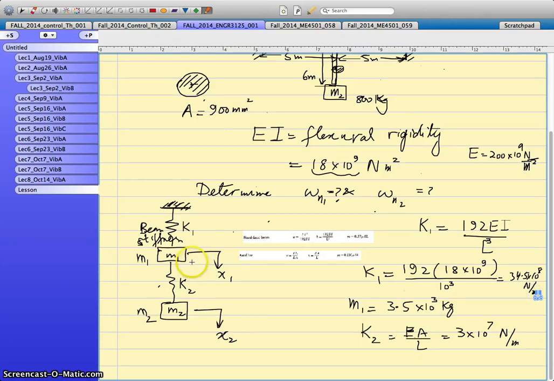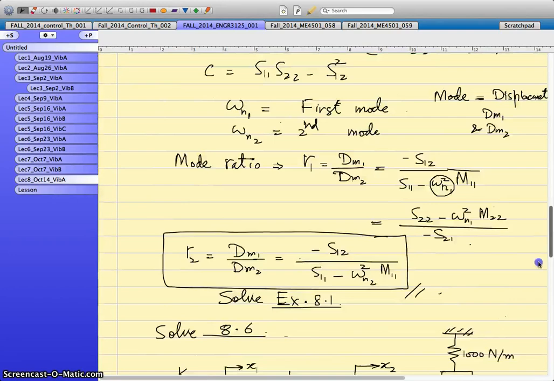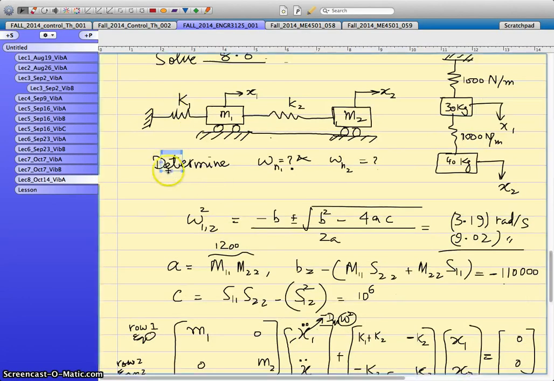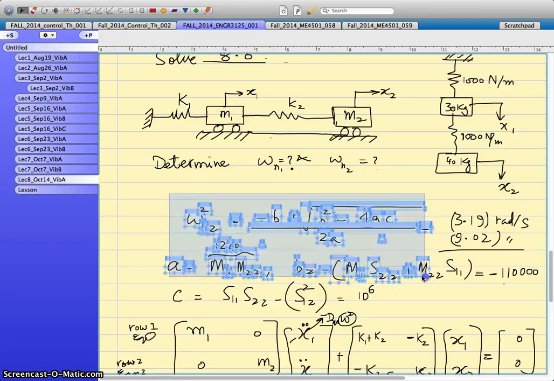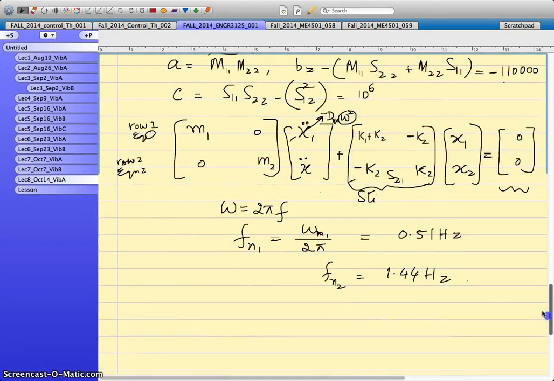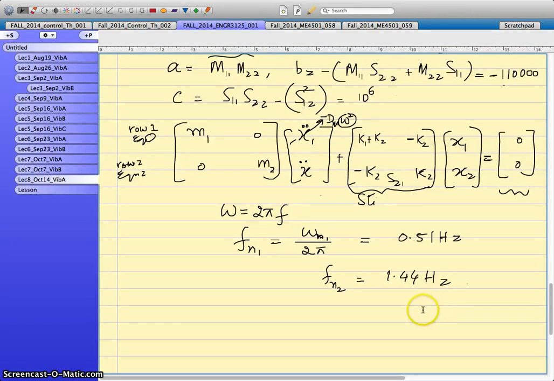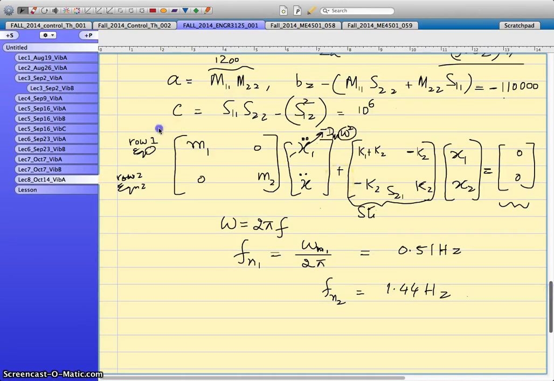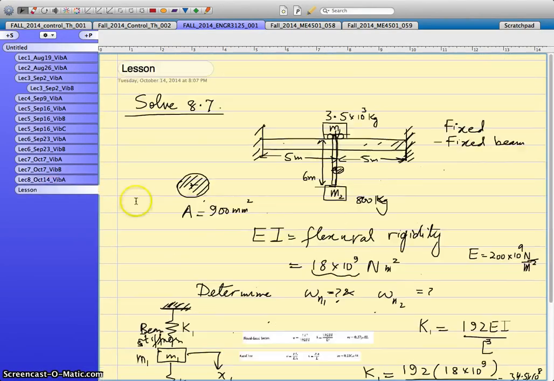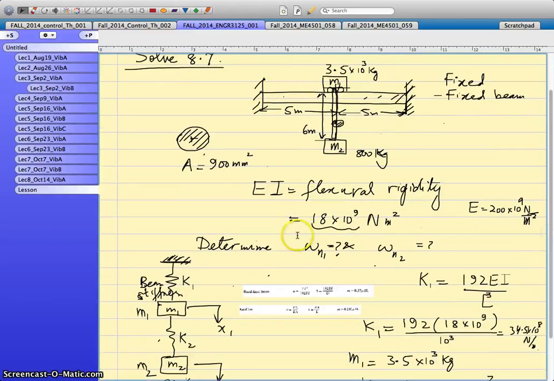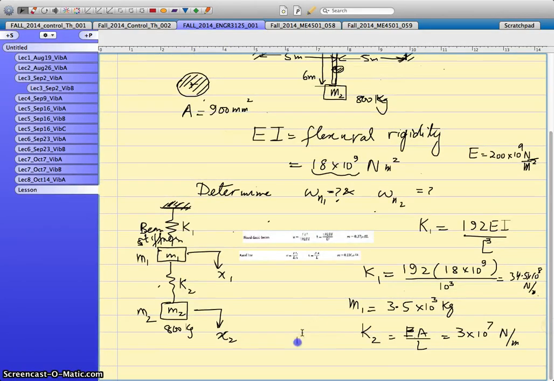And M1 and M2 are given. They are both given, 800 kilograms. So this is pretty much similar to this case. Now if I leave this question, you can start from here onward. Can you start and easily complete this question at home from here onward? It is the same question, the same equation of motion in the matrix form. You just have to find out A, B and C and plug in this quadratic formula, and you can find out the two natural frequencies, which is the required answer. Any question about it?